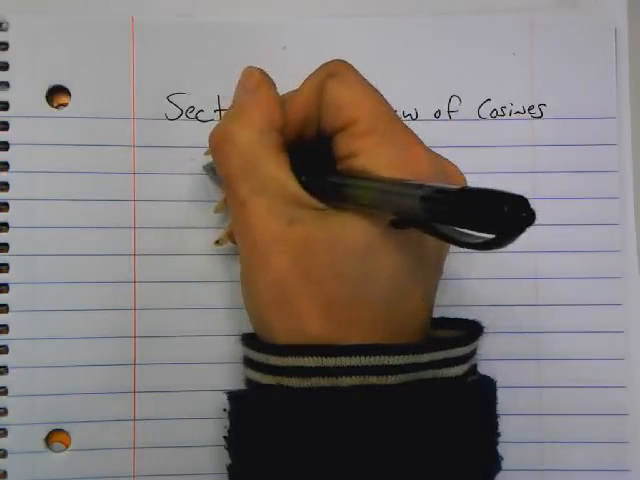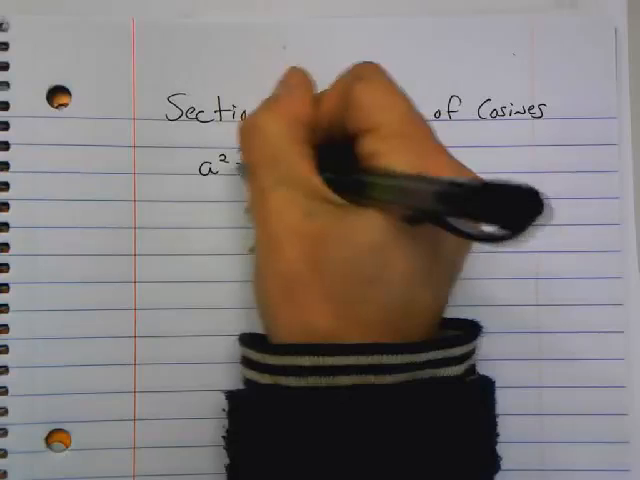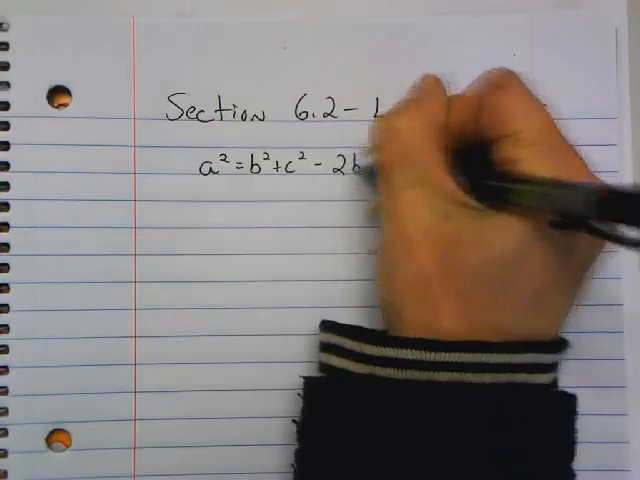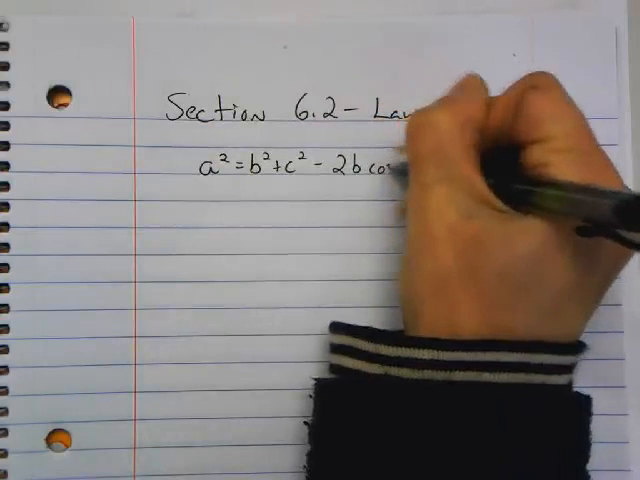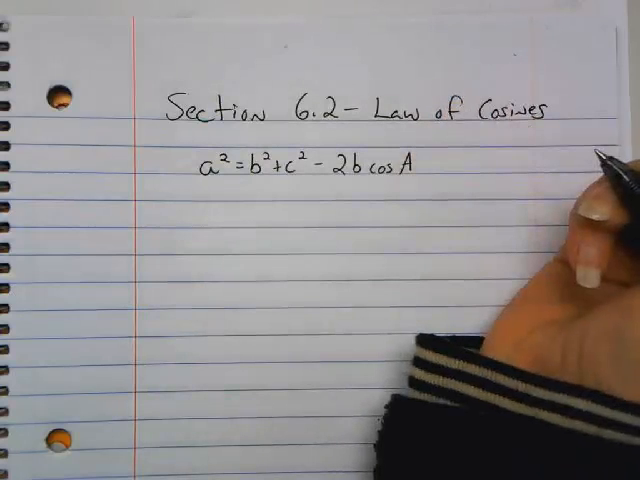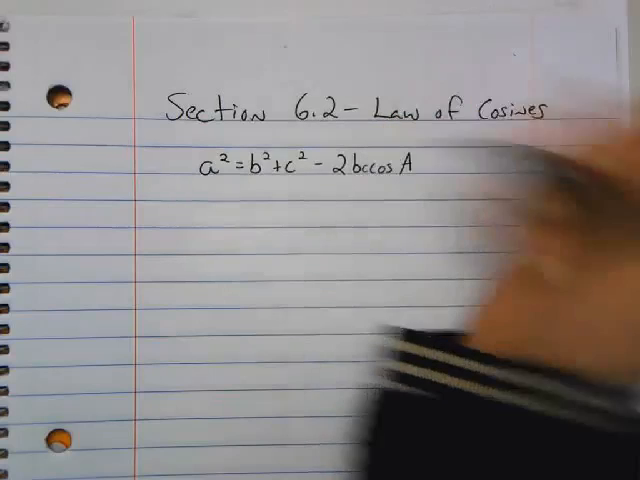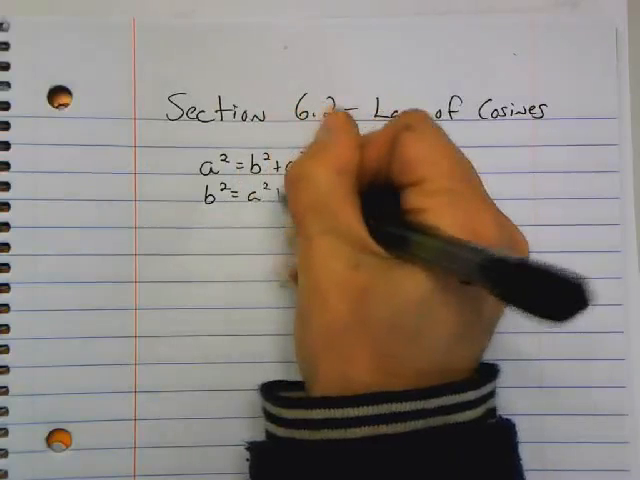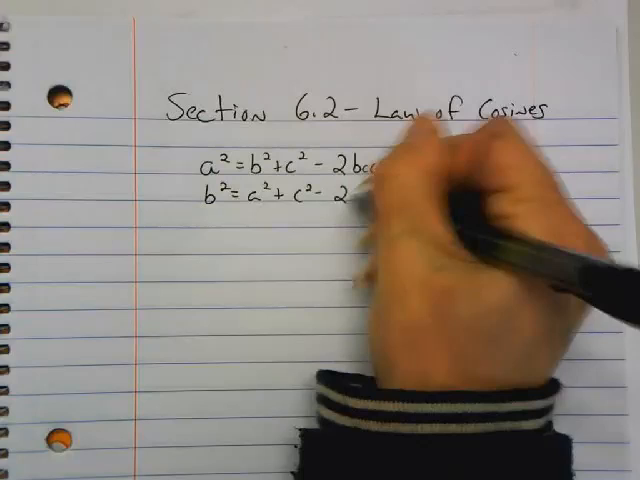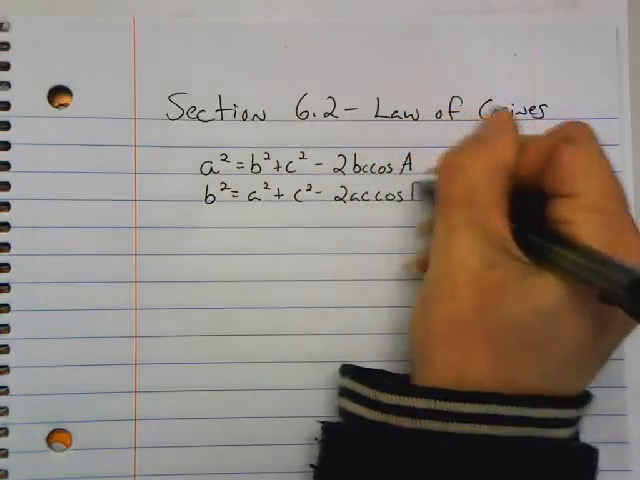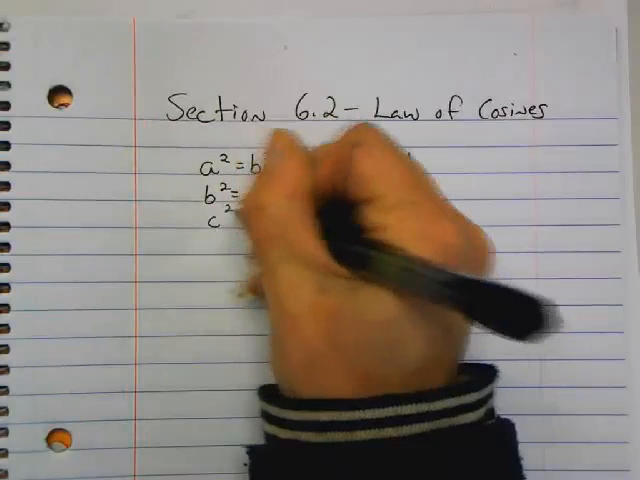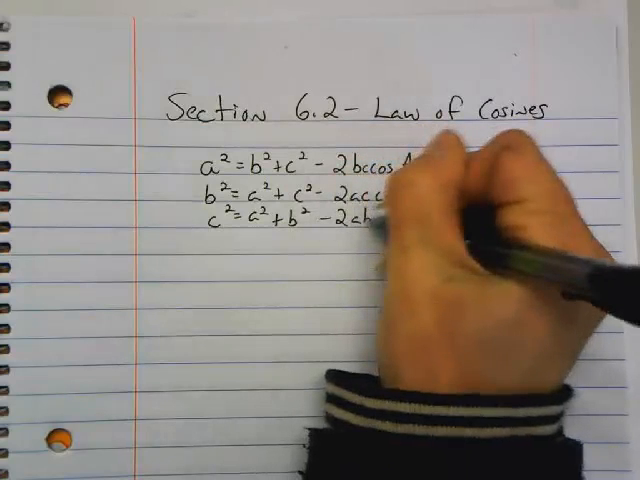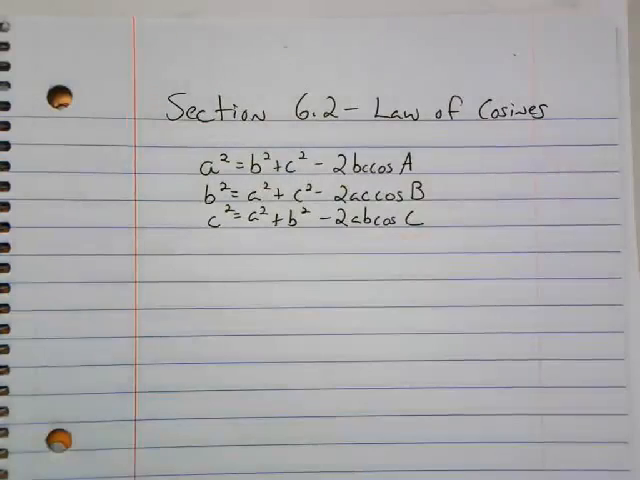So we've got a squared equals b squared plus c squared minus 2bc cosine A. Sorry, it should be 2bc cosine A. Or b squared is equal to a squared plus c squared minus 2ac cosine of B. Or c squared is equal to a squared plus b squared minus 2ab cosine C. So those are your formulas.